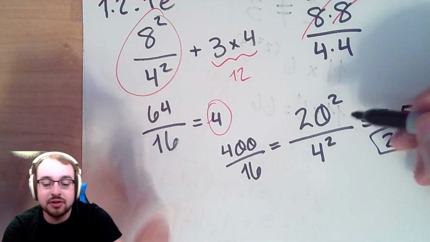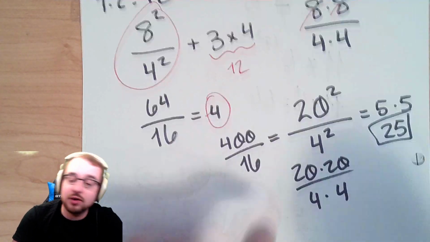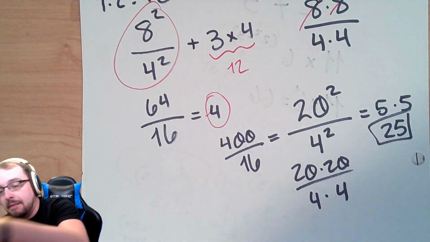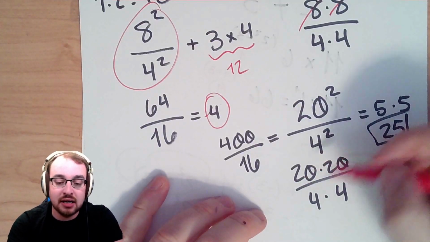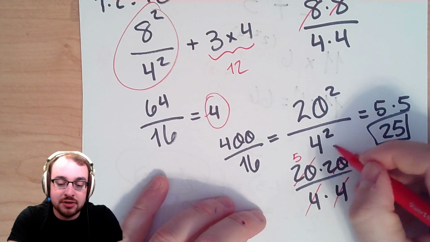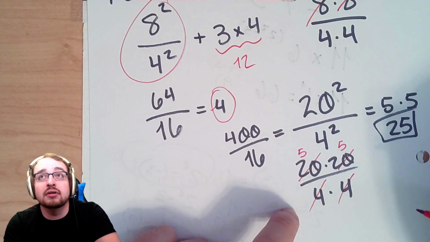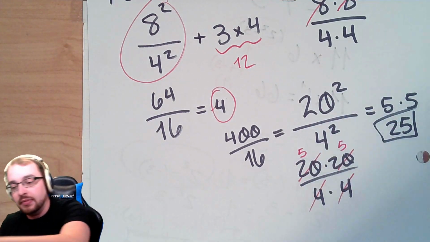But I think it's much easier to think this. And it's also much more useful once we get to variables to be able to think like this and see what divides out. And again, don't say canceled out, because canceling can mean it becomes 0. And clearly in this case, it doesn't. It becomes 5. 20 divided by 4 is 5. 5 times 5 meaning 25.